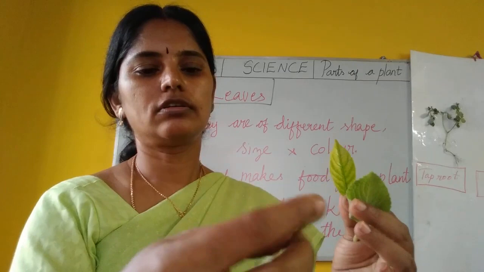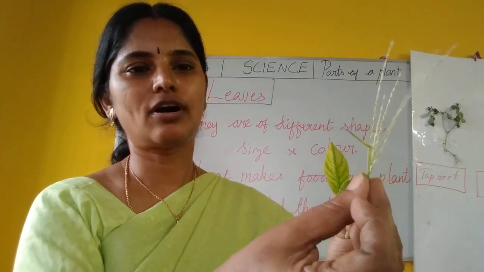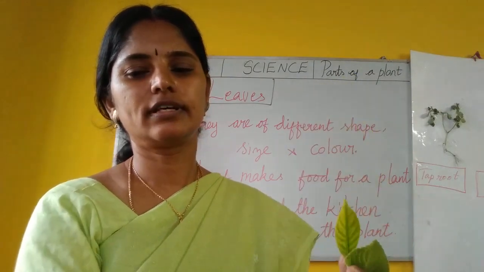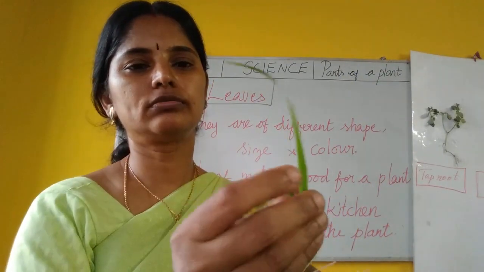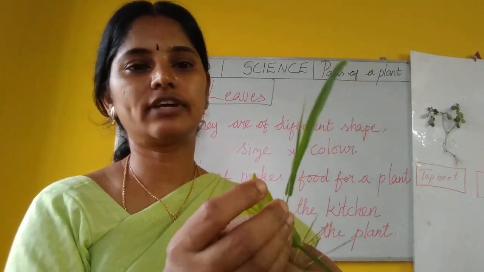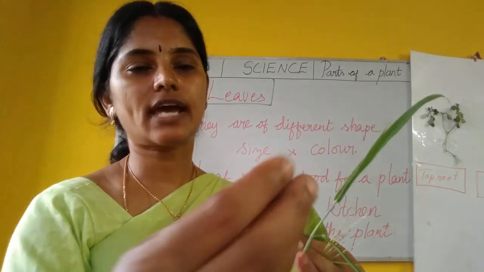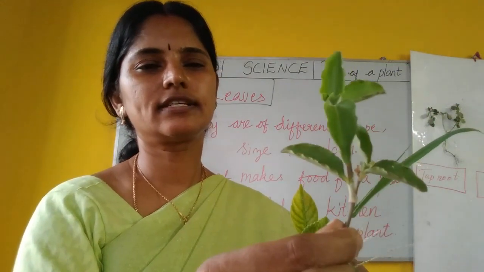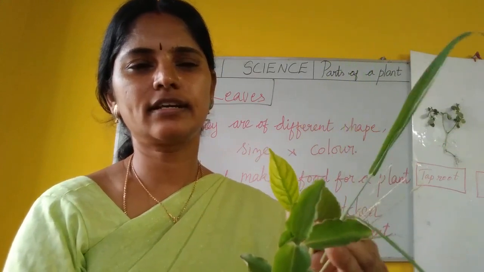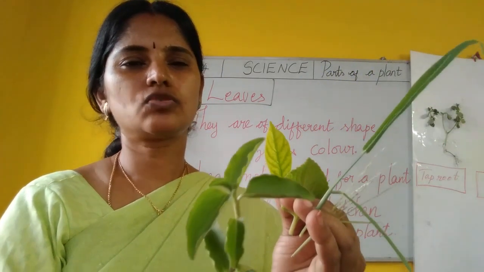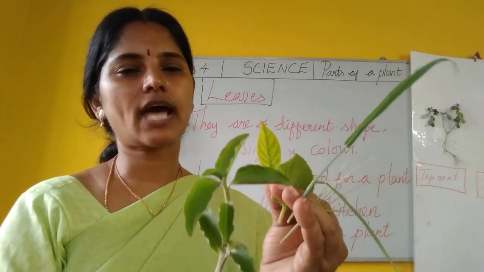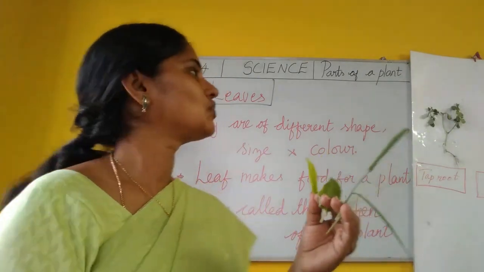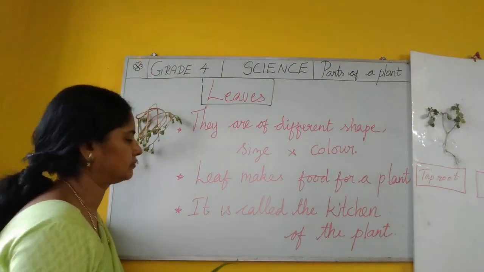And see, this is also a leaf. How it looks. And this one. And this one too. See, different shape, different size, isn't it? Different shape, different size and color. So the leaves are different in shape, size and color. Banana leaves are very big, no? So different shape, size and color.